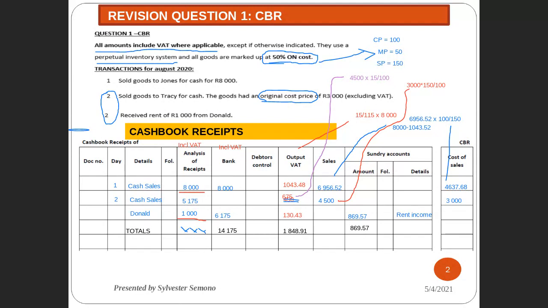You said sales. Guys, you must also do this in the exam. You must add them. Even though they are wrong, we mark those wrong figures. I'm telling you. Method marking. Let's do the cost of sales. Thank you so much, Laken, for that. I'm going to put 7637.68. So you must always make sure that you put the totals there.